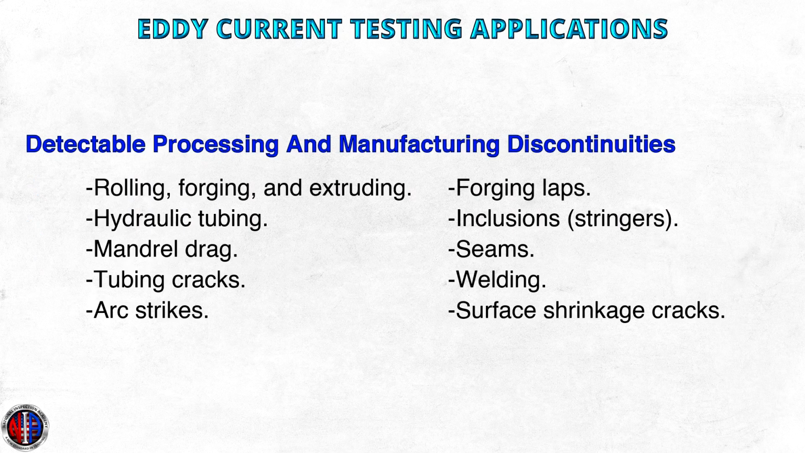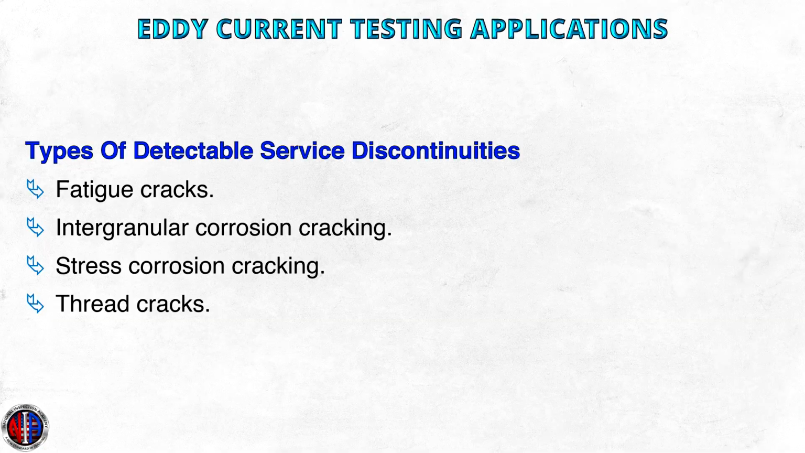Types of detectable discontinuities. The types of processing and manufacturing discontinuities that can be detected with eddy current testing include, but are not limited to, rolling, forging, and extruding, forging laps, hydraulic tubing, inclusions or stringers, mandrel drag, seams, tubing cracks, welding, arc strikes, and surface shrinkage cracks. The types of surface discontinuities that can be detected with eddy currents include, but are not limited to, fatigue cracks, intergranular corrosion cracking, stress corrosion cracking, and thread cracks.